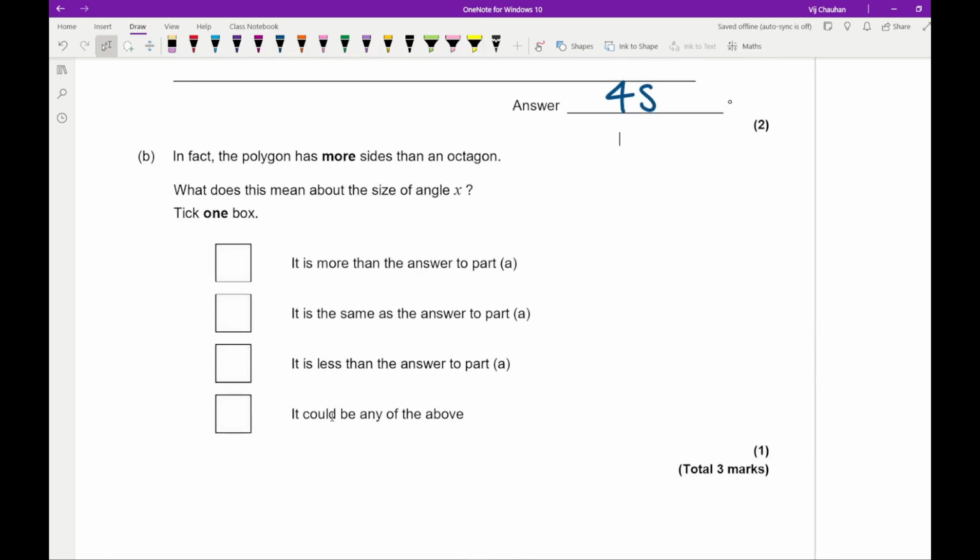Well, if you're having more sides, it means the interior angle is going to get bigger. So that means the exterior angle is going to get smaller. So if it's got more sides than an octagon, the answer is going to be less than what we got in part A.